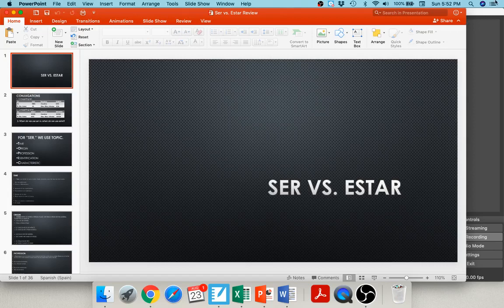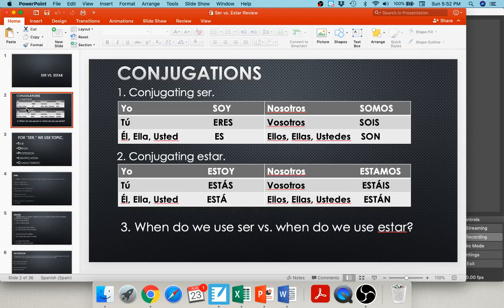Well, today I am coming at you to talk a little bit about the difference between the verb ser and the verb estar. As you know, both of these verbs mean "to be" in Spanish, and it's really just a matter of knowing which one to use at any certain time. First, you need to make sure you know how to conjugate these verbs.